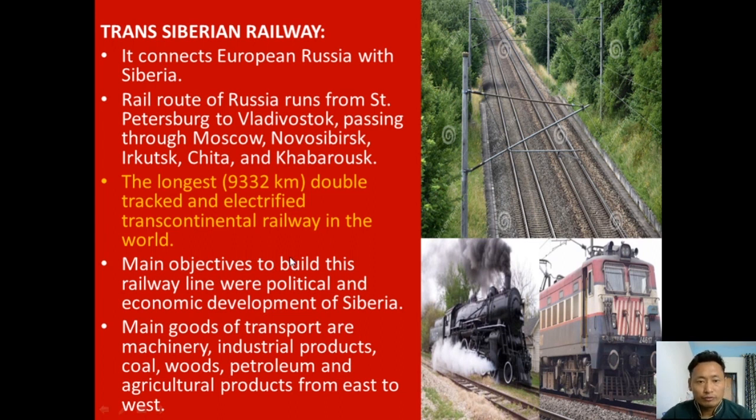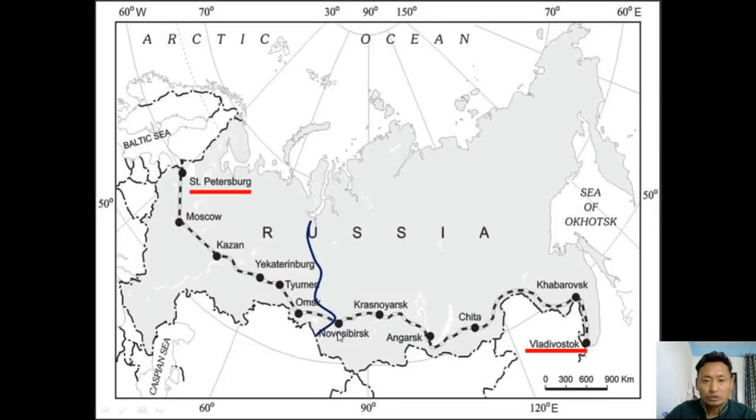So the main objective of building this transcontinental railway line, initially, was mainly political, in order to unify Soviet Russia with European Russia. But nowadays it is mostly used for economic purposes, for transport of goods and raw materials from one place to another. The main types of goods transported with the help of these railway lines are machinery goods, industrial products, coal, wood, petroleum, and other agricultural products from east to west Russia. East and west Russia is divided by a mountain range called the Ural Mountains, right? So this is about the Trans-Siberian railway line.